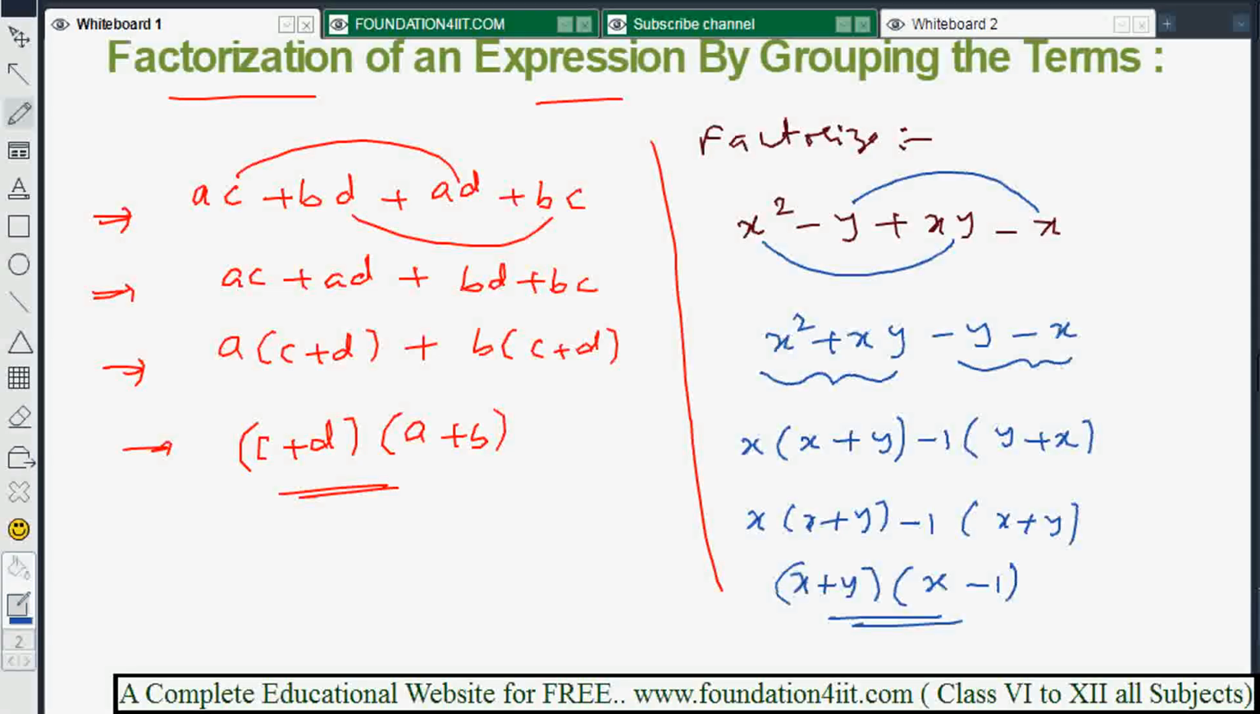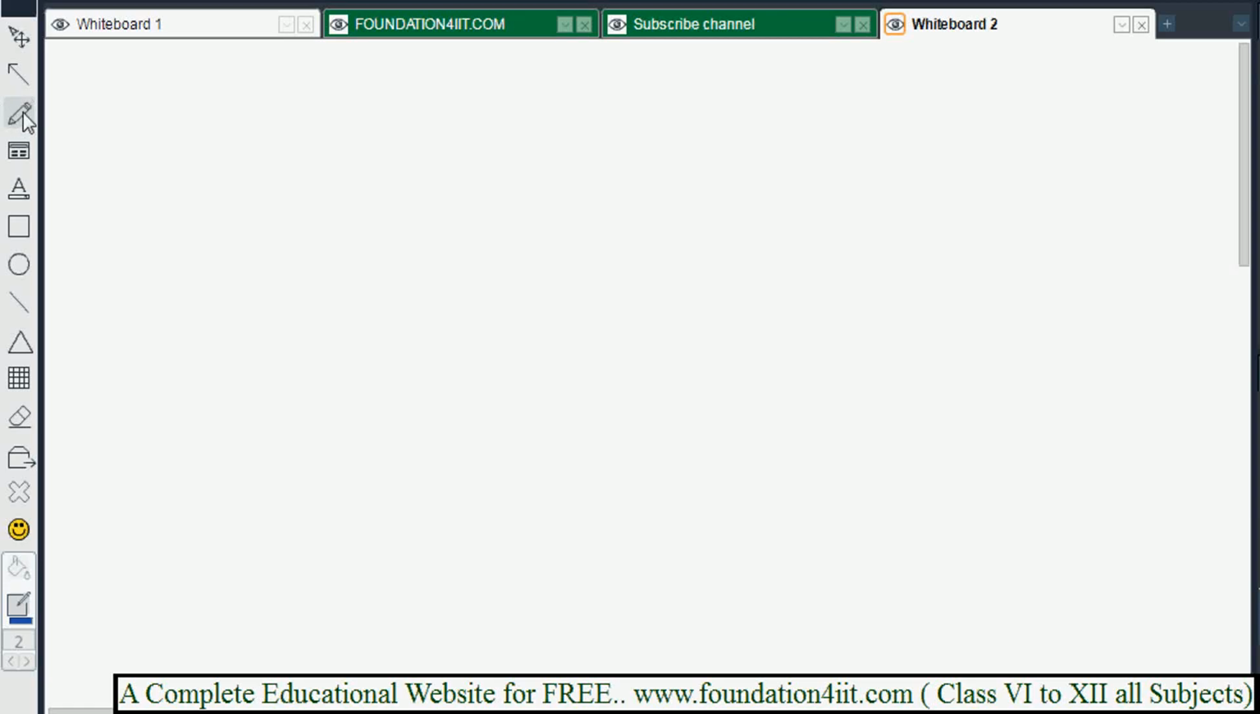Okay, I'll show some more problems which are related to the grouping, how to solve. So you'll understand the idea clearly. Now if you take the question, factorize.